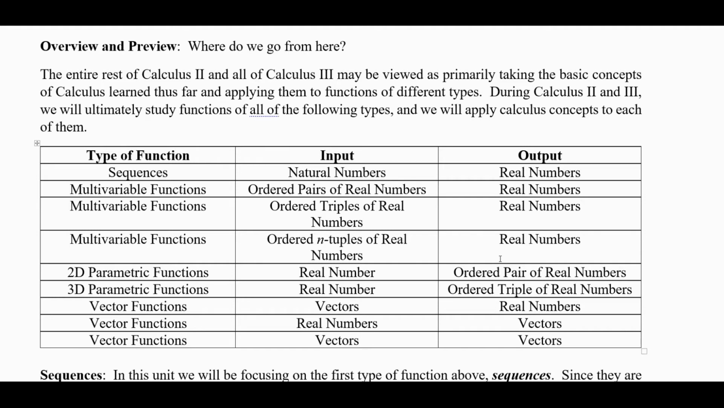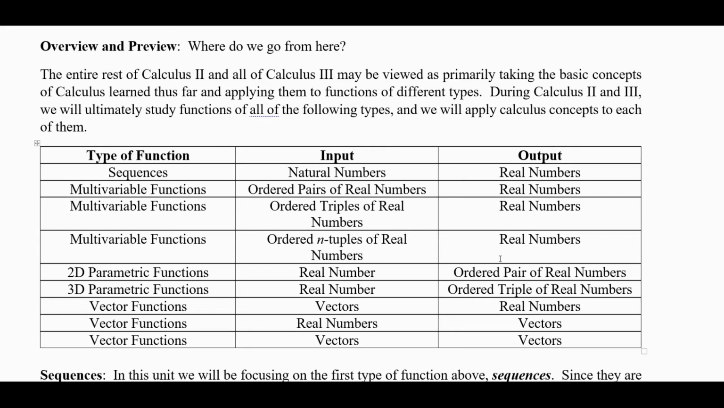Sequences are a type of function where the input is a natural number and the output is a real number. Multivariable functions are functions where we have ordered pairs of real numbers and outputs are real numbers, or perhaps ordered triples of real numbers and then outputs are real numbers, or ordered n-tuples of real numbers and outputs are real numbers. So those would be graphs where the points, instead of being graphed in a plane, are in three-dimensional space, 4, 5, 6, 7-dimensional space, whatever.